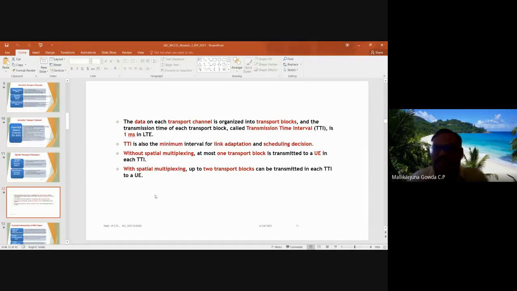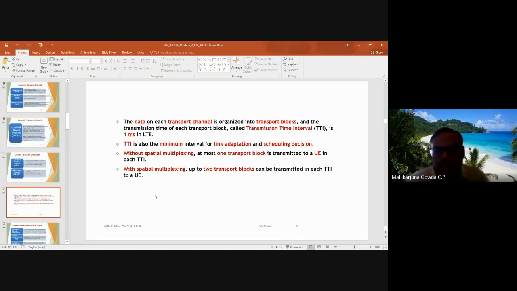I said one slot duration will be 0.5 milliseconds. So 2 slots will be equal to 1 millisecond. So 2 slots form one subframe. Like that, there will be 10 subframes in the LTE frame. In that, we say the duration of the LTE frame is 10 milliseconds. Okay. Yes, able to visualize.